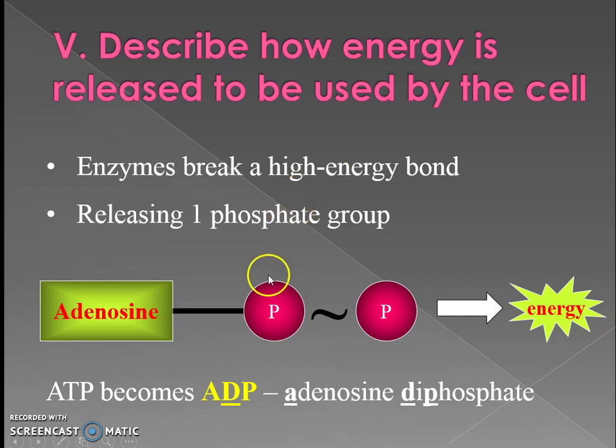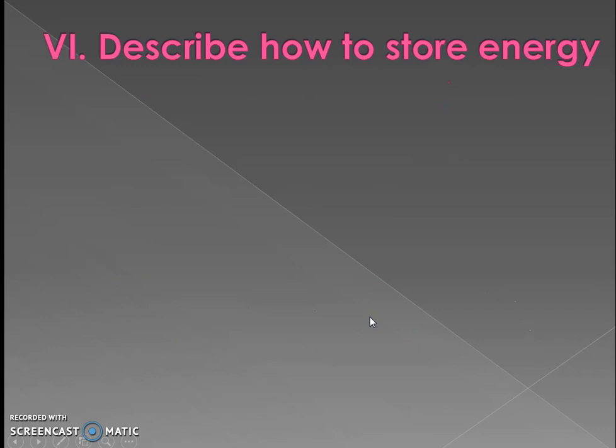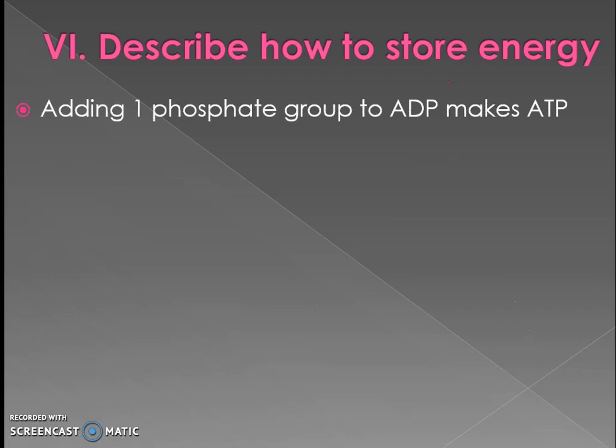And then our ATP becomes ADP, adenosine diphosphate. D for 2 phosphates, with T standing for triphosphate, 3. But now we only have 2 left, so we call it ADP, 2 phosphate groups. Well, now we have a molecule that only has 2 phosphates.